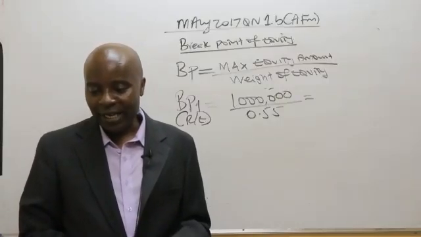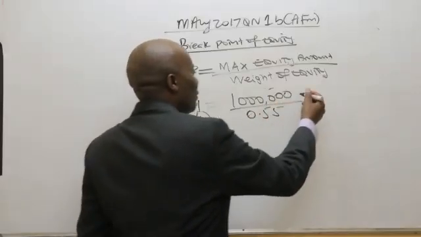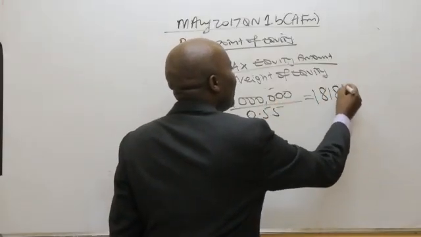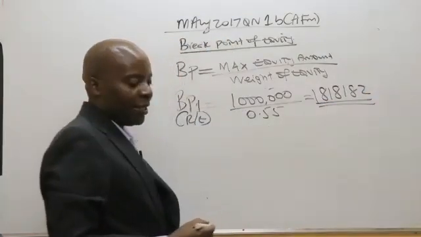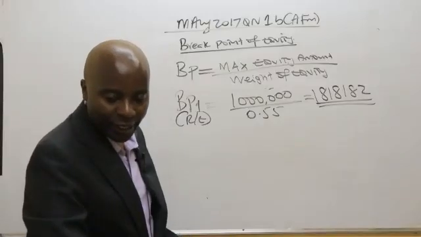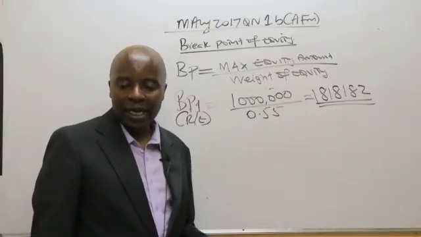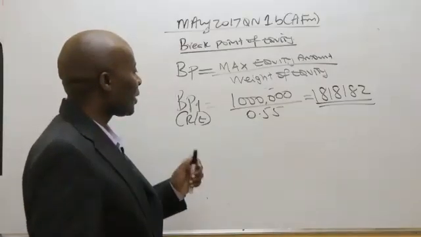Somebody called Maria Francisca is giving me 1818. So we have here 1,818,182 Kenya shillings. Thank you very much. That is the first break point.